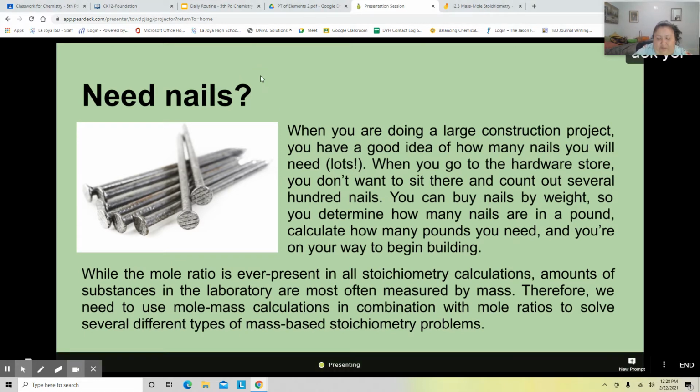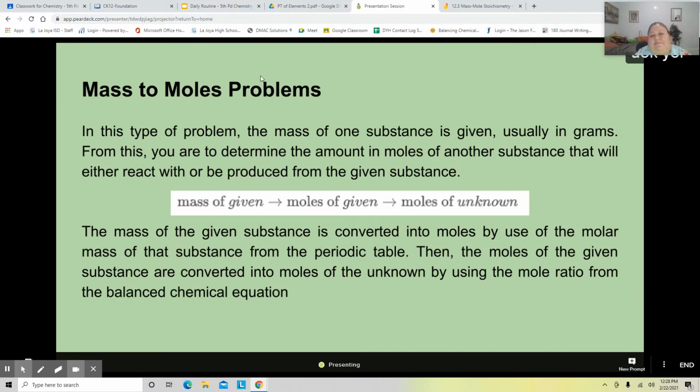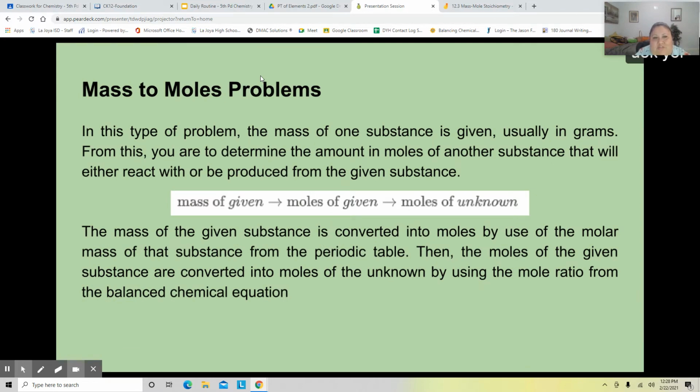So let's talk about mass to mole problems. Anytime you have a type of problem where you're converting mass to moles, the first thing they're going to do is give you the mass of one substance. Let's call that substance compound A. So you have grams of compound A, and from this, you need to change it to moles of compound A. The way you're going to do that is you're going to use molar mass, right?